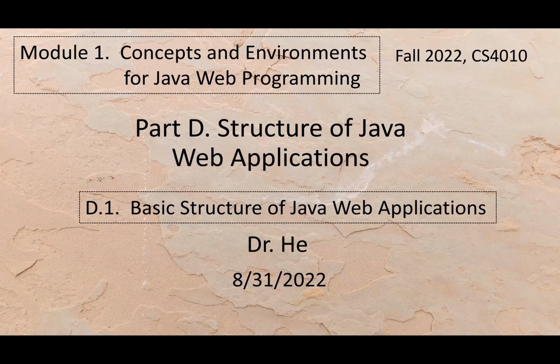Part D of Module 1, the title, Structure of Java Web Applications. Let us learn some more information. Last time, in Part C, we had a brief view of Java Web Applications. But in this part, let us learn the internal structure. And this is our last part.